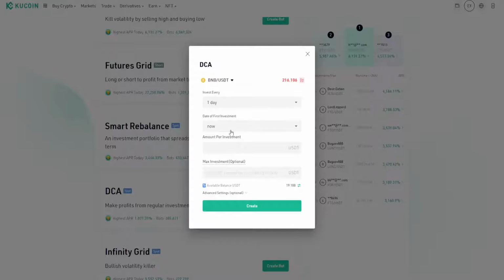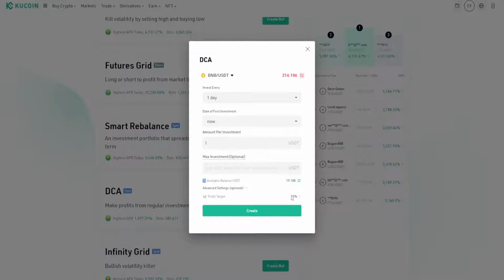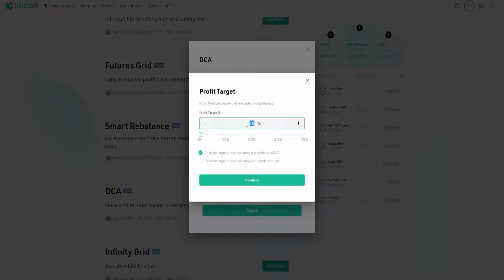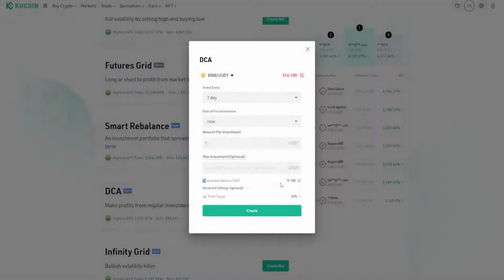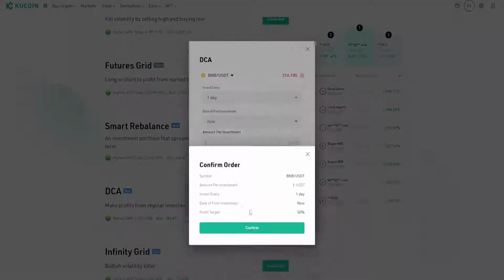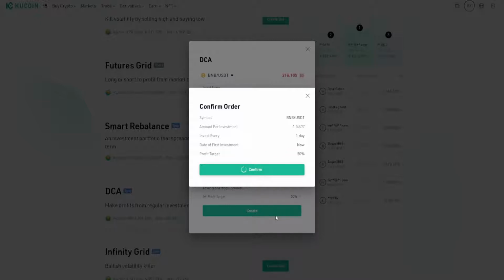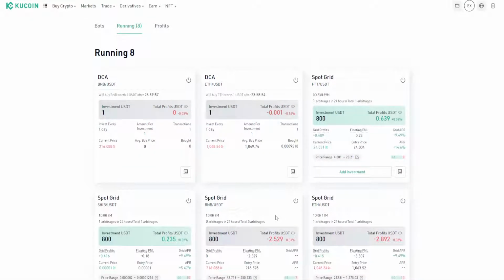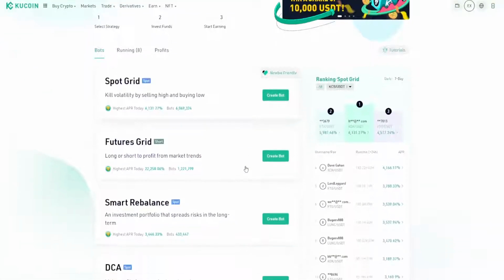One day investment starting now, $1 a day, and at advanced options we're going to make it 50% yet again, and we're going to activate once target is reached, notify and sell all positions. We confirm and we create the bot. So our second bot is trading. Now finally the last one.